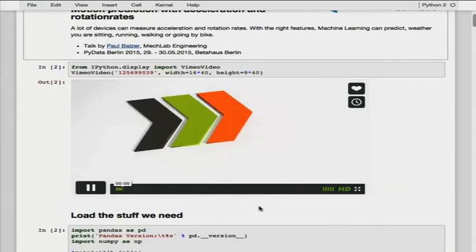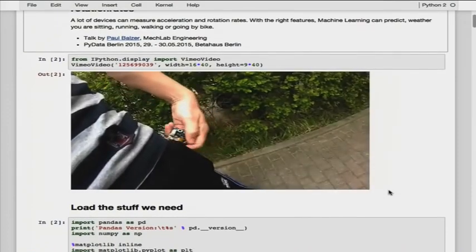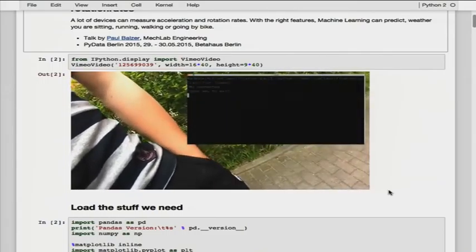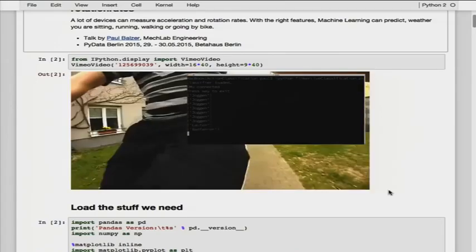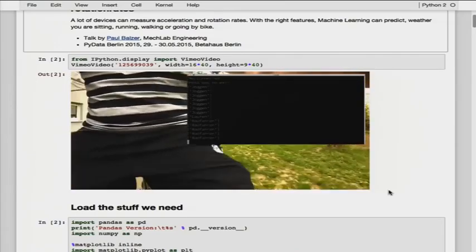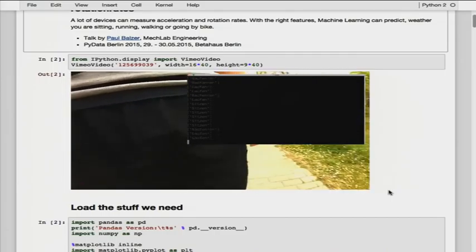So, a short introduction video, 3 seconds or so. The device, I will show you in the end of this talk, in your pocket, and we will predict which activity the person or the device is doing.